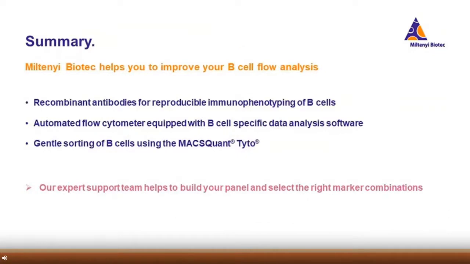In summary, we really want to help you to improve your B cell flow analysis. We wanted to show you that we have recombinant antibodies for reproducible immunophenotyping of B cells. I hope that got clear. We have automated flow cytometers equipped with B cell specific data analysis software that really helps you to analyze your B cells. And we have a system, the MUX quant title, that helps you to really gently sort your B cells for any purposes. And we also have an expert team that supports you and helps you to build your panels and select the right marker combinations for your research. If you need help there, just contact us, and we will help you with your research.